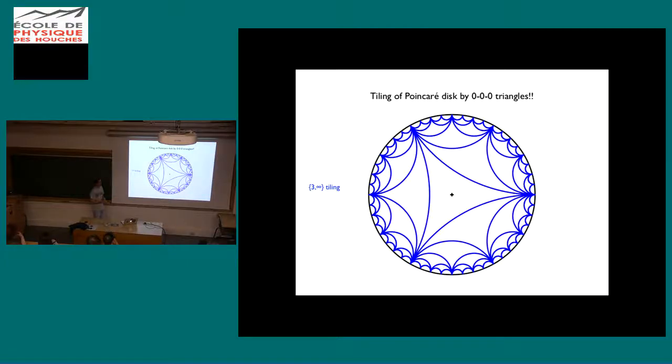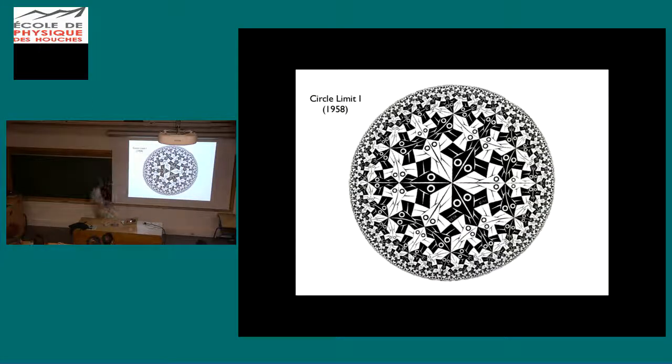Where we use triangles that have angles of 0, 0, and 0. So you extend the triangle to the boundary here, so the angles subtended are actually 0, 0, and 0. And all of these triangles, again, have the same shape, et cetera, although they appear different. That can't be okay.